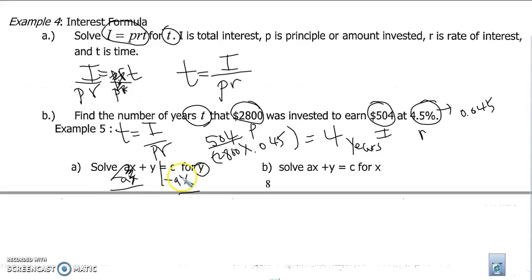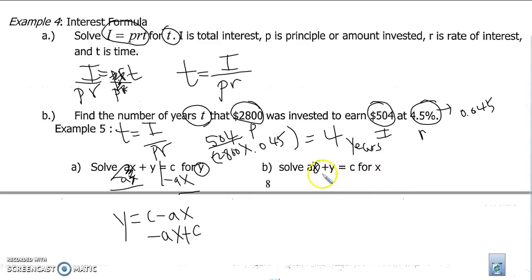This will be on the right here. You're moving everything away from y. So this is going to be c minus ax, or you can write negative ax plus c. They mean the same. We're going to solve for x for this.